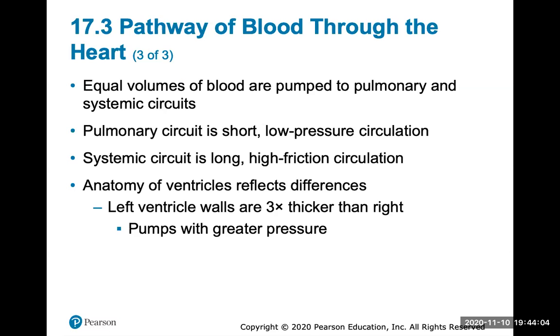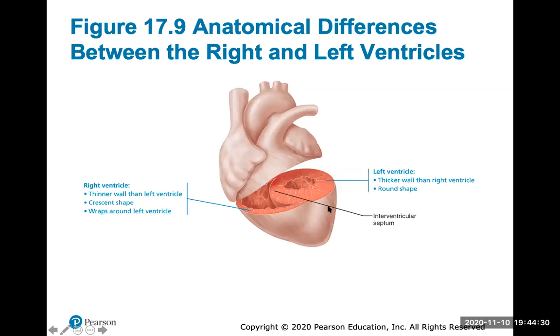The pathway of blood through the heart, a little bit more information about that. Equal volumes of blood are pumped to the pulmonary and systemic circuits. The pulmonary circuit is a short, low-pressure circulation, whereas the systemic circuit is a long, high-friction circulation. The anatomy of the ventricles reflects their differences. The left ventricle walls are about 3 times thicker than the right, and they will pump with a greater pressure. And you can see that here, the left ventricle is much thicker than the right ventricle.